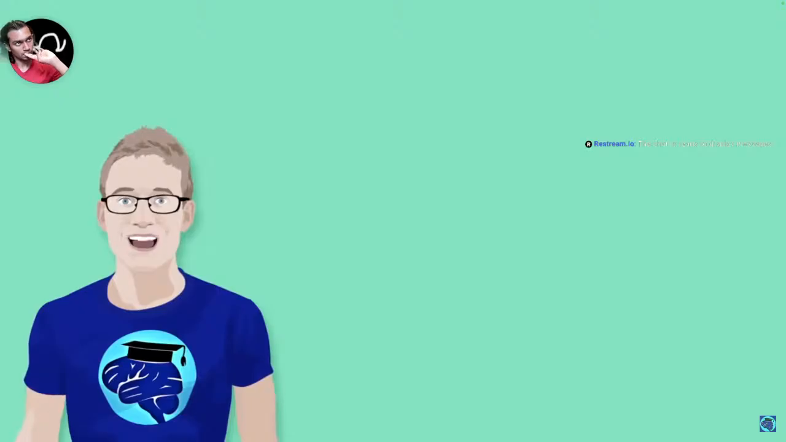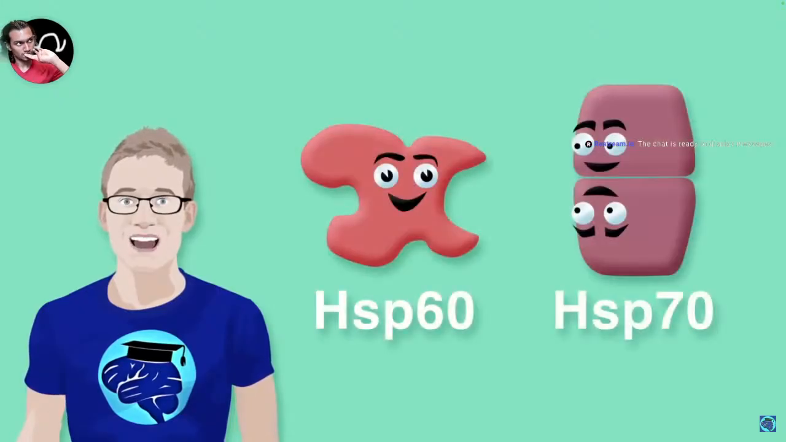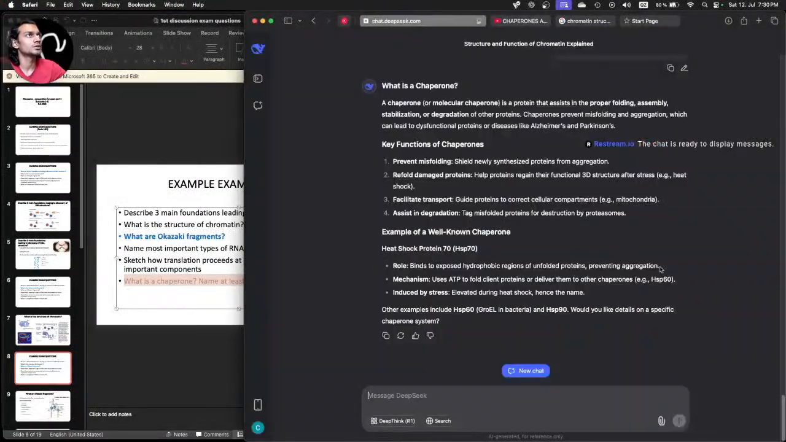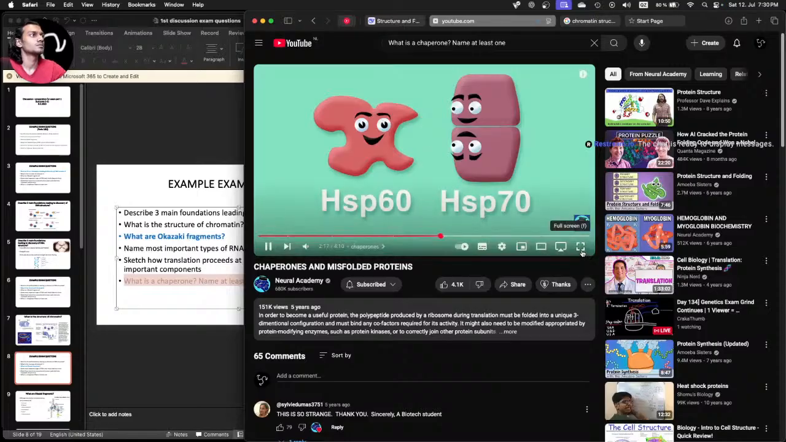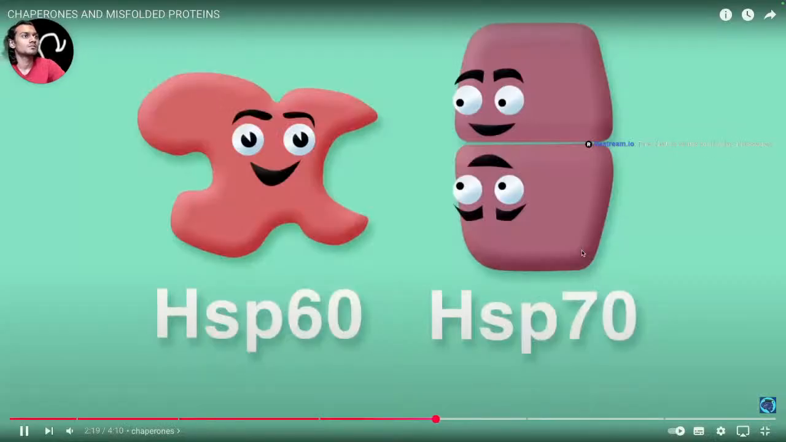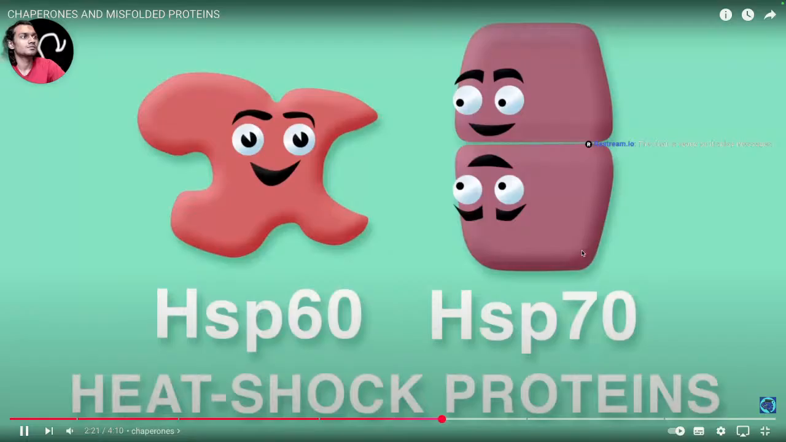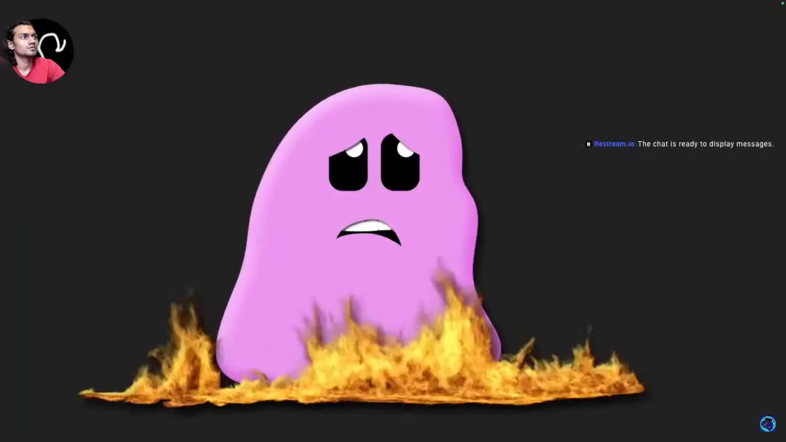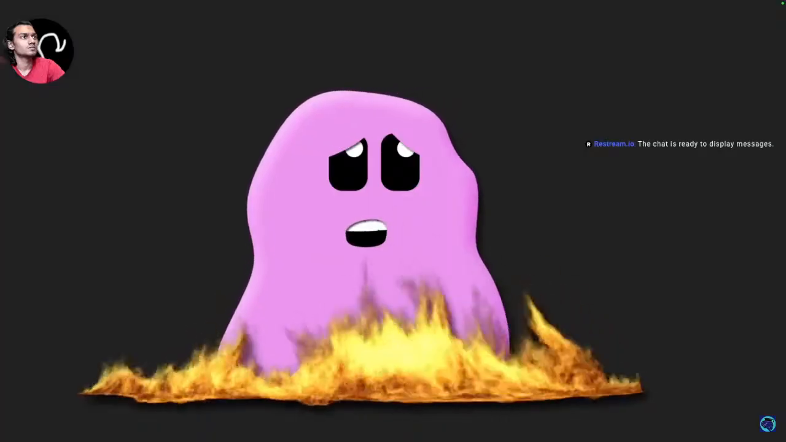The ones we will be discussing are HSP60 and HSP70, each of which has a set of associated proteins. HSP stands for heat shock proteins because lots of them are produced when a cell is exposed to elevated temperatures, responding to increased amounts of misfolded proteins.